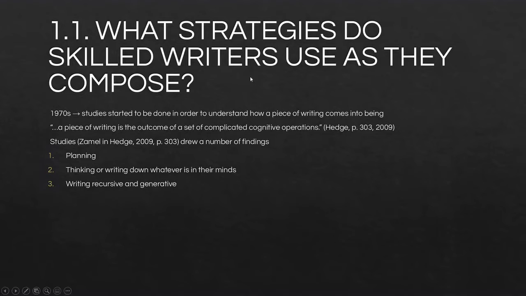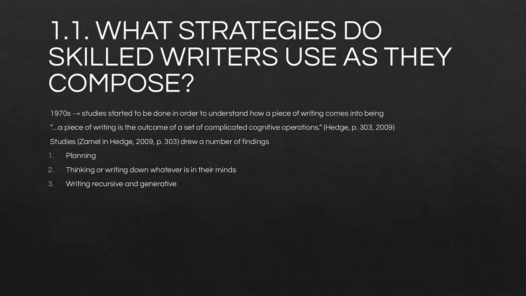And what strategies do skilled writers use as they compose? In the 1970s, some studies started to be done in order to understand how a piece of writing comes into being. A piece of writing is the outcome of a set of complicated cognitive operations, and these studies drew a number of findings. One of them, in number one, is that planning was not a single phase but a thinking activity to which writers returned again and again.